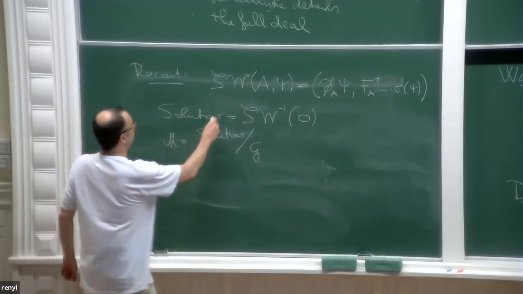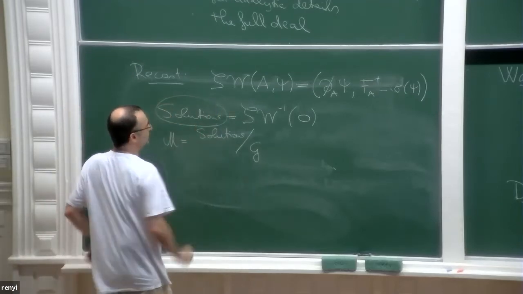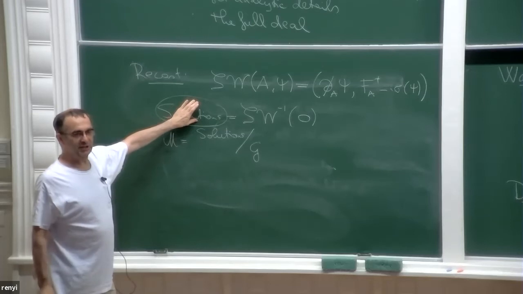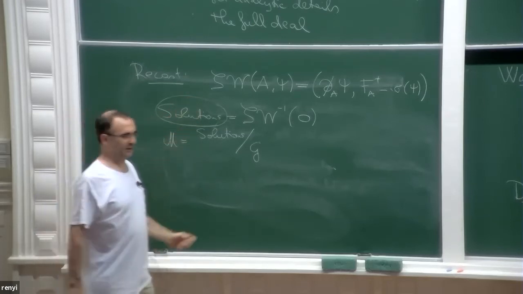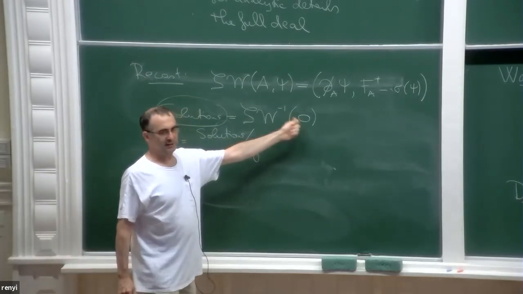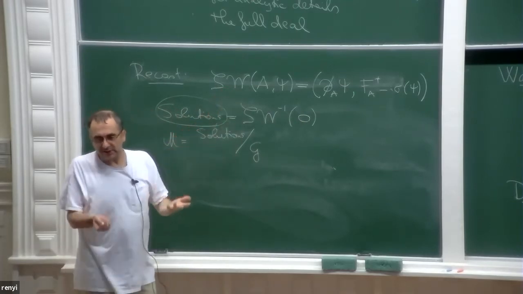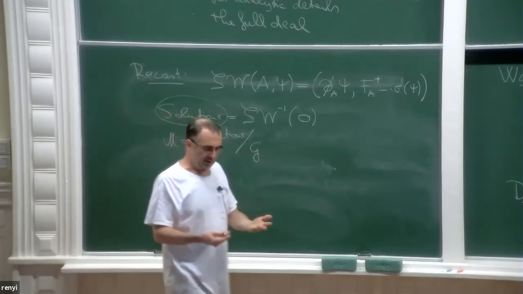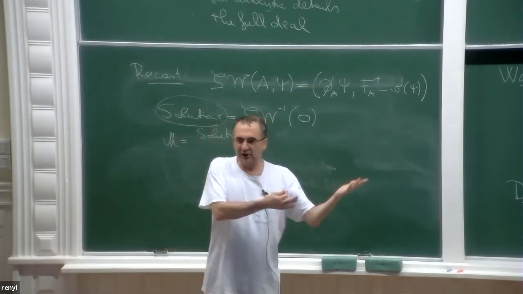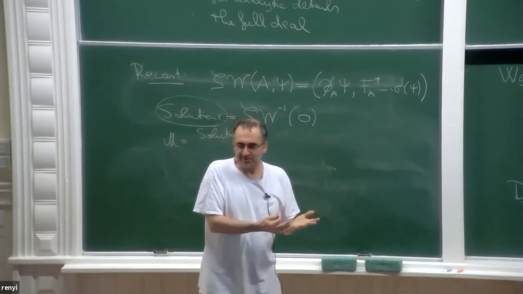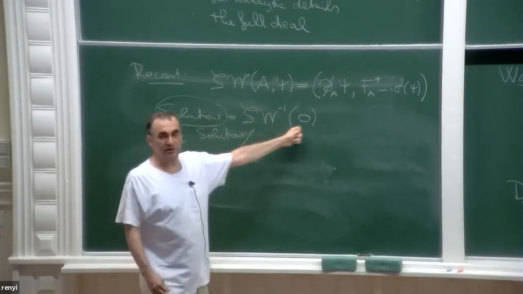When can we say that the solution space is a manifold? Well, in finite dimensions, it would mean that 0 is a regular value of this Seiberg-Witten function, which might not be the case. We know that regular values of a function are dense, but we don't know whether 0 is one of them.